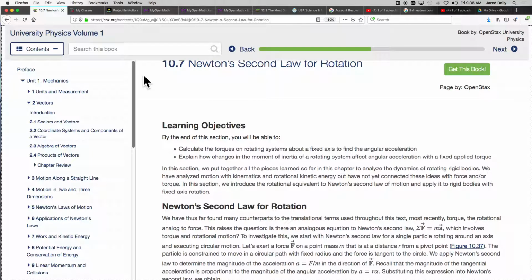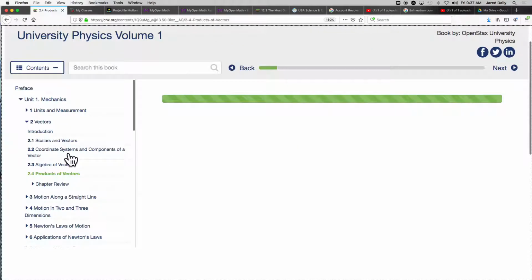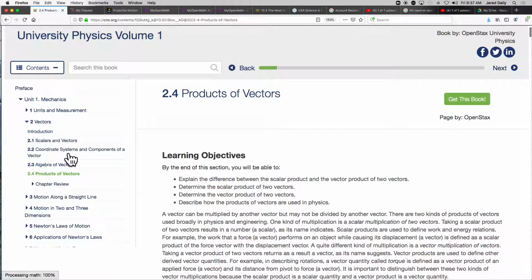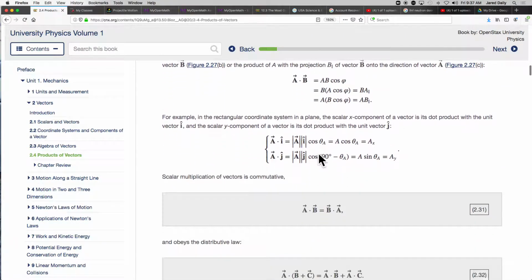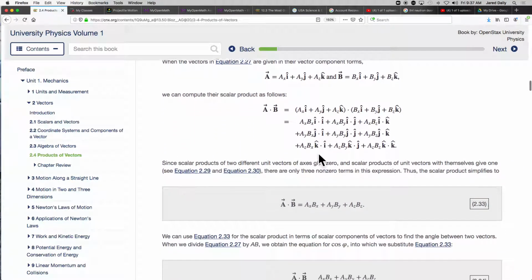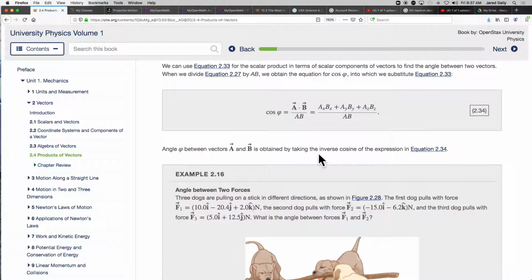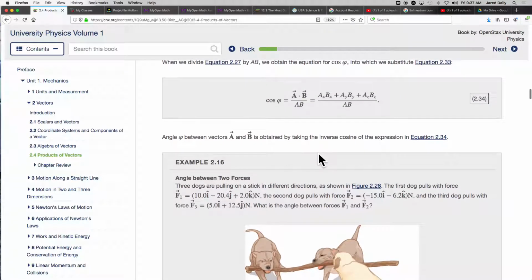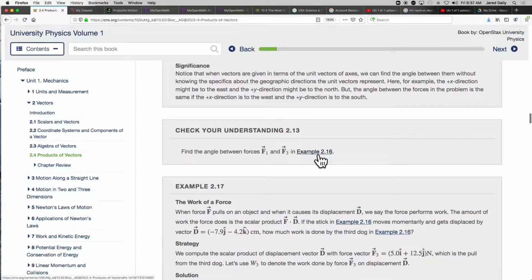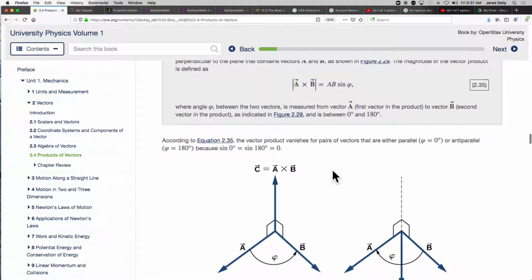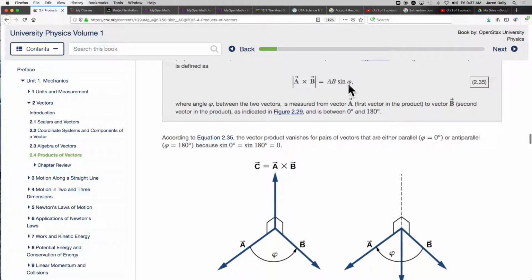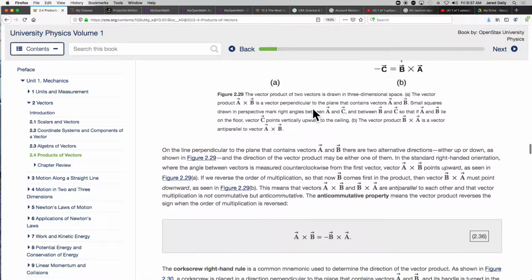Go to vectors and go down here to the products of vectors. In the products of vectors, they actually give you the formula for calculating the cross product of two vectors. And it's R cross F. You can't do F cross R. That gives you a different answer. It gives you the wrong answer. You have to do R cross F. So here's the vector product or the cross product. And that's the angular version, the RF sine theta, just like we saw. So that's very similar to what we've done.